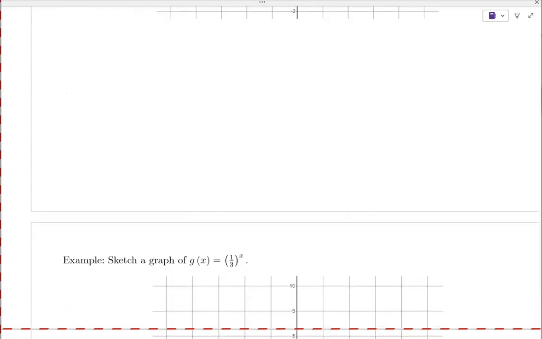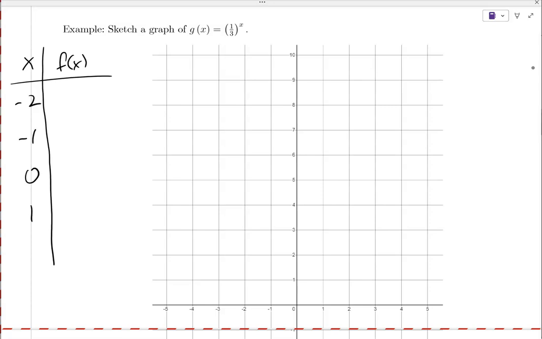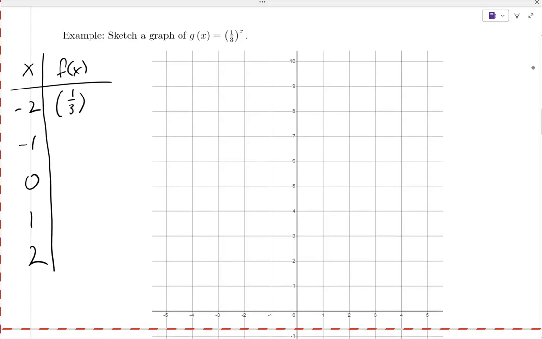So let's look at the next example, where we do (1/3) to the x. Let's do the same idea. Let's make a table of values. I'll put in -2. I won't put as many points in this time. I'll do -2, -1, 0, 1, and 2. What do you get when you put -2 into the function in this case?